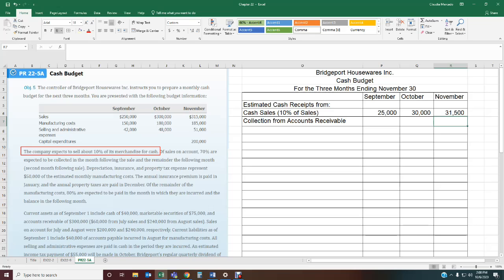Now, the collection from accounts receivable, that is complicated. In order for us to identify how much money we are going to collect in September, October, and November, we need to do a separate schedule.